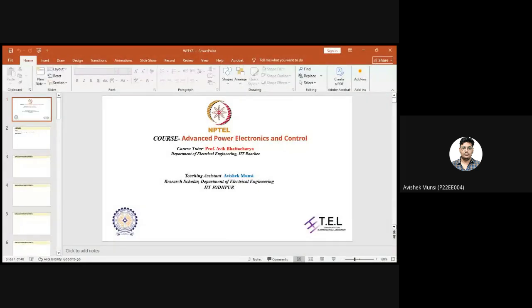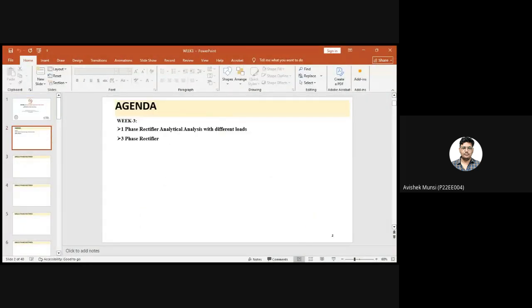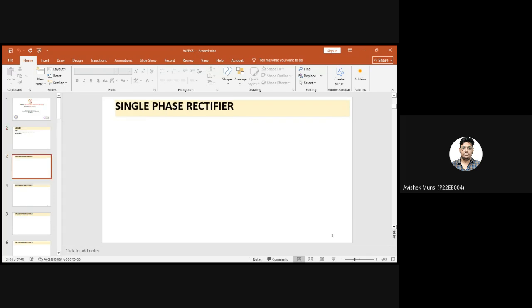Today we will discuss a little bit more about the single phase rectifier with analytical analysis, and the three phase rectifier. Last day, I gave you a brief introduction to it and calculation. So, I will go more deeply into the single phase rectifier. Last day we discussed the R load, and today we will discuss different loads.